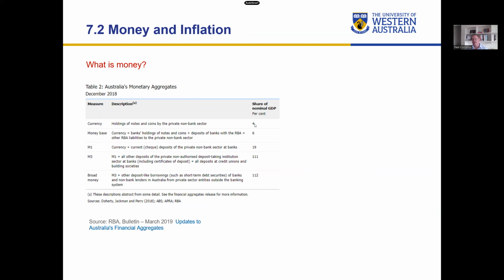How do I know that? Because one's 4% of GDP, the other 6%. Those numbers are very close. The difference is only 2% of GDP. So they are quite similar numbers.